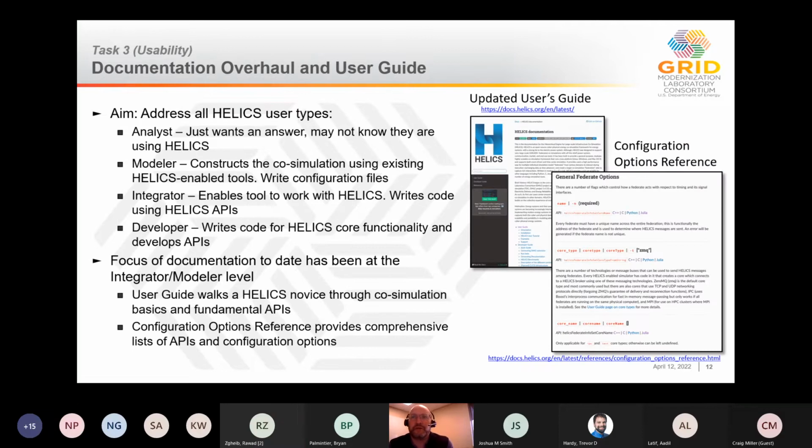So task 3 on usability. We've had a significant overhaul of the user's guide, thanks to Trevor and his team there, and Deepak. We're working really hard to make sure that the person coming in who wants to start using Helix knows where they fit in the puzzle. So we broke it down into 4 user types: an analyst, a modeler, an integrator, and a developer. Depending on where you sit in those groupings, you can get geared towards the right documentation.